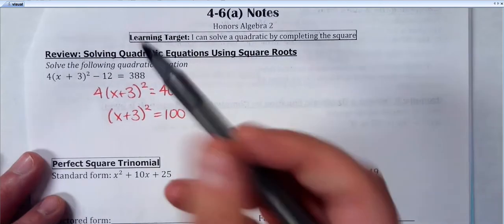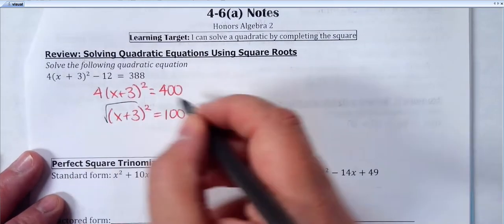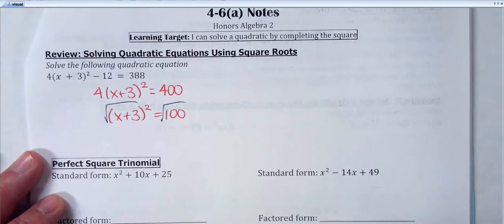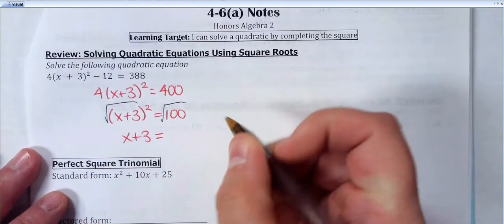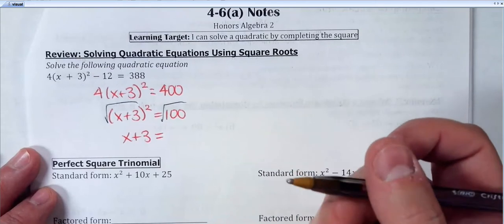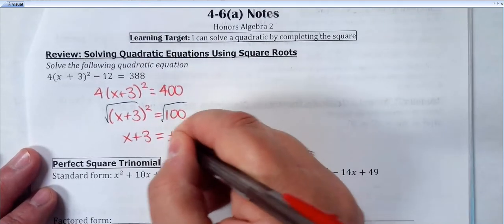Good. Do not FOIL. Whoever FOILed, I'm judging you. Don't do that. You want those parentheses. You're going to see this in a lot of questions today. We want that because we can just get rid of the parentheses, then we don't have to FOIL. Now, what am I going to write down for the square root of 100? Plus or minus, don't forget the plus or minus, perfect.